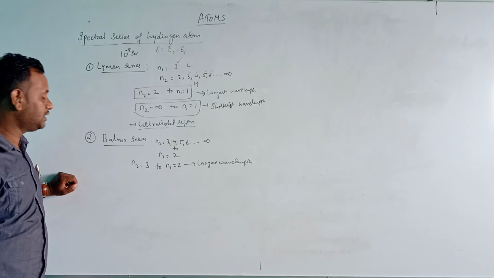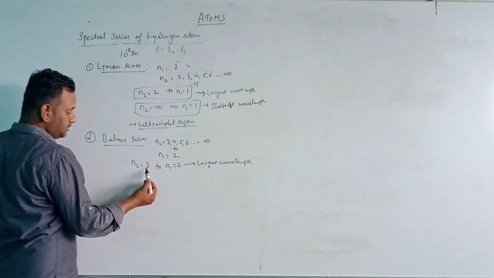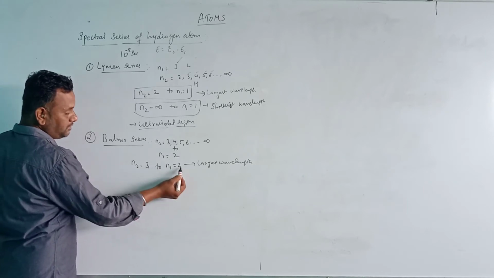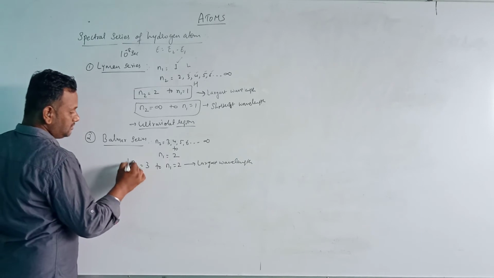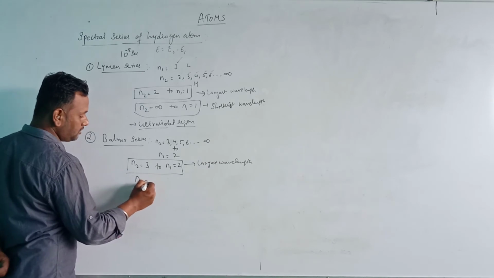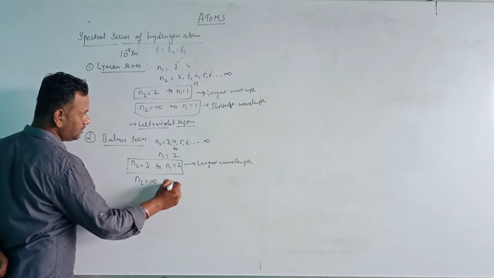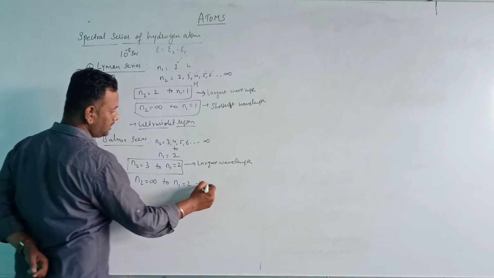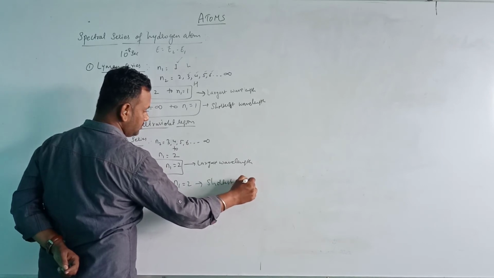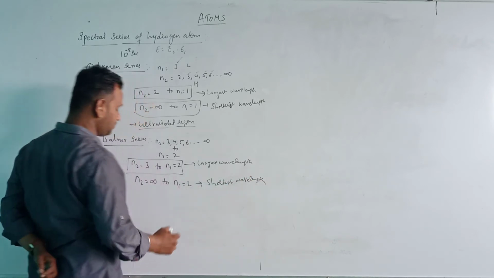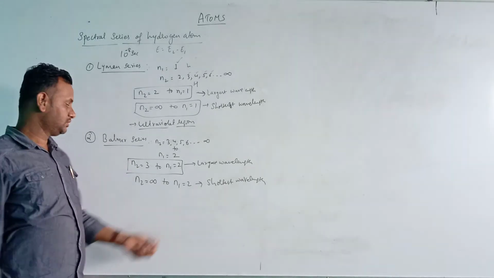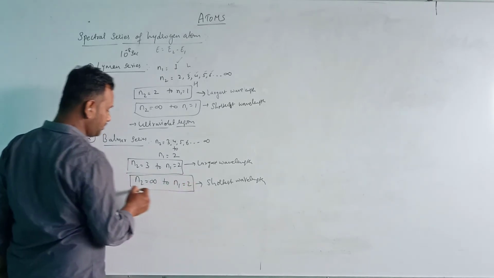The largest wavelength corresponds to the transition of an electron from the third orbit to the second orbit. Now, if I take n2 equal to infinity to n1 equal to 2, then it has the shortest wavelength. The shortest wavelength corresponds to the transition from infinity to the second orbit. So this is for the shortest.